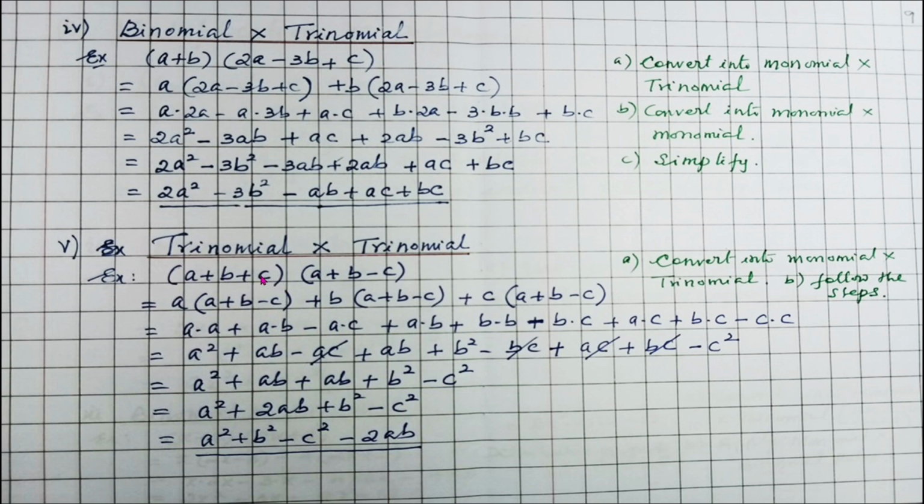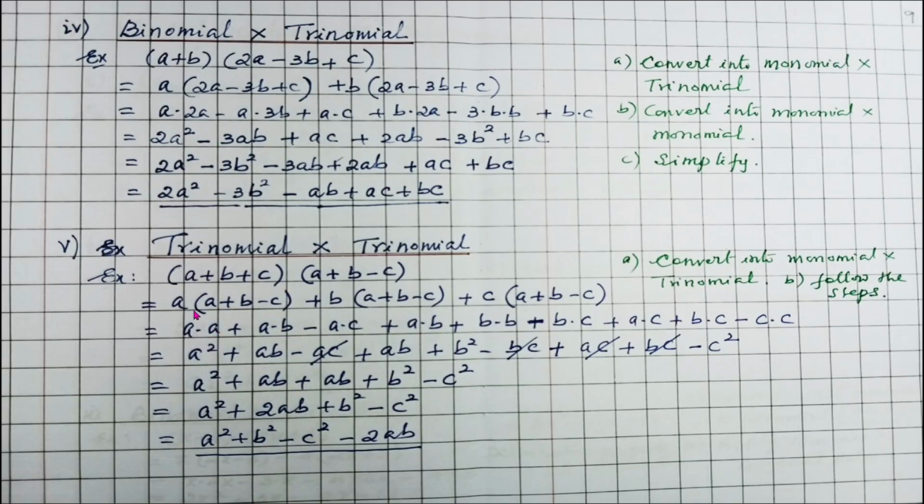Now I have a trinomial a plus b plus c here and another trinomial a plus b minus c. Now apply the distributive property, convert it into monomial into trinomial, monomial into trinomial, monomial into trinomial. Take the first term a, multiply with a plus b minus c, take the second term, third term, and convert into monomial into trinomial. Now again apply the distributive property, convert into monomial.